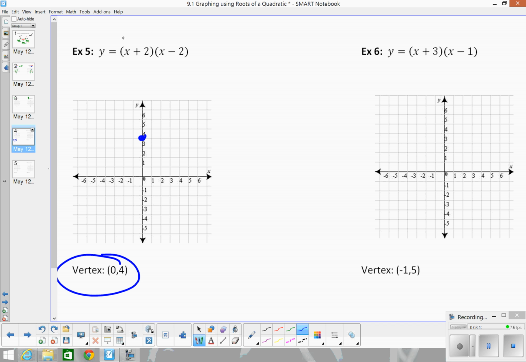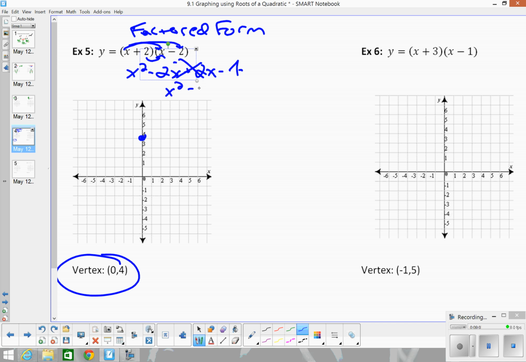Now, what does this look like up here? Example 5 looks like something we did before. This looks like something that is in factored form. So if I have something in factored form and I multiply it out, if I multiply x times x, what would that give me? If you're thinking x squared, awesome. X times -2 is -2x. I just did that and that. What about 2 times x? That'll give me 2x. 2 times -2 is -4. What happens to the terms in the middle? They cancel out, and I'm left with x squared minus 4.